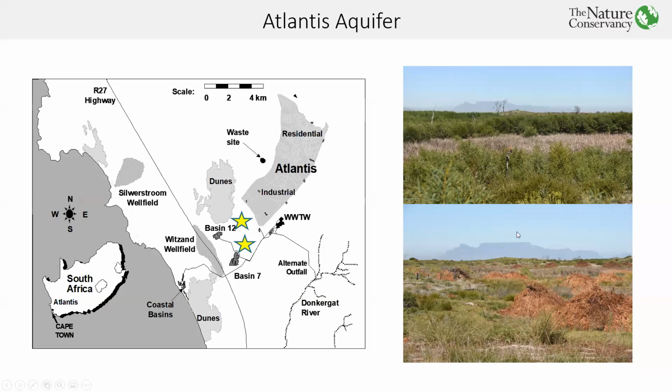And as you can see on the right here, this represents an image before clearing. You can see the Acacia saligna, and the same area after clearing, and you can see Table Mountain in the background. And because we are working in this area, we thought it would be very important to actually quantify how much additional water is released to the aquifer through these clearing activities.